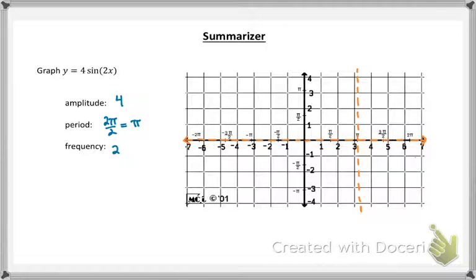So amplitude is the A value, the number in front of the sine, so that's 4. So I know that my high point and low point is going to be at 4 and -4. And my period is 2 pi over b. In this case, b is 2. So 2 pi over 2 is pi, which means that I should be able to fit 1 full cycle of my wave from 0 to pi in this section right here.